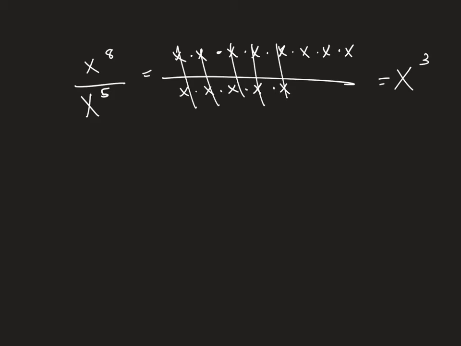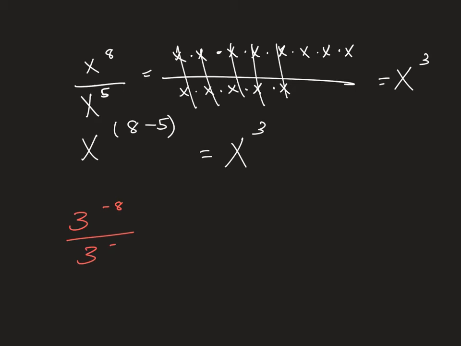Now, crossing something off is the same as subtracting it. So I could have said that x, and I'm just doing 8 minus 5. And that would still give us x to the third power. So another way you're going to see this is with subtraction. That way we don't have to write it out every single time and cross them off. So if I'm dividing something and I'm going to be able to cross it off, I can just simply subtract the 2 exponents.